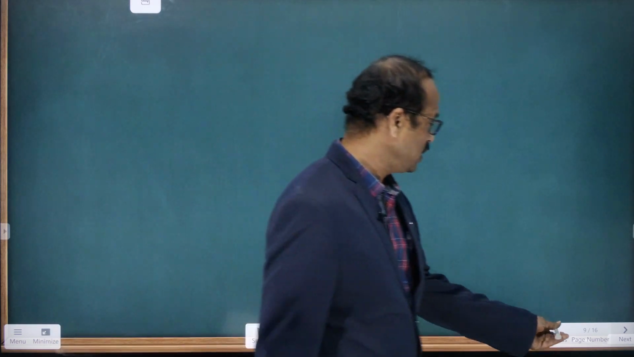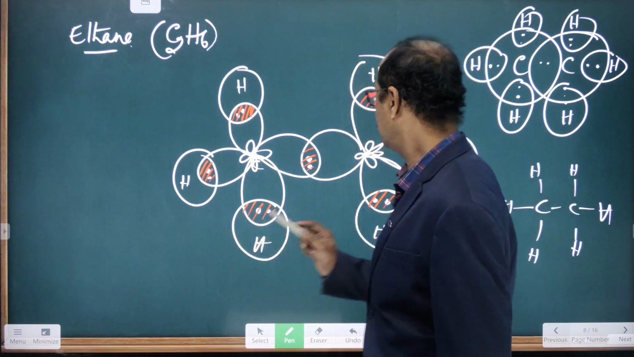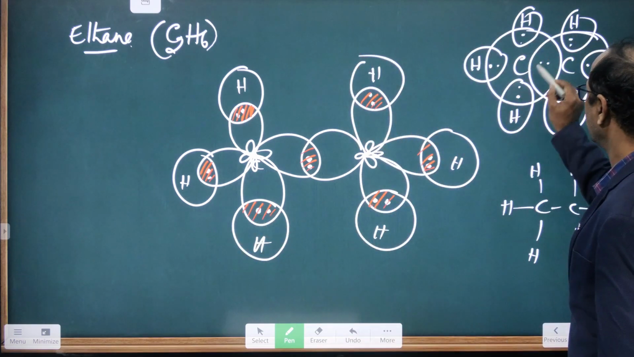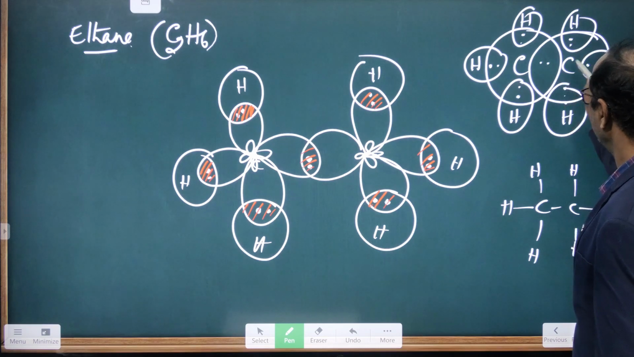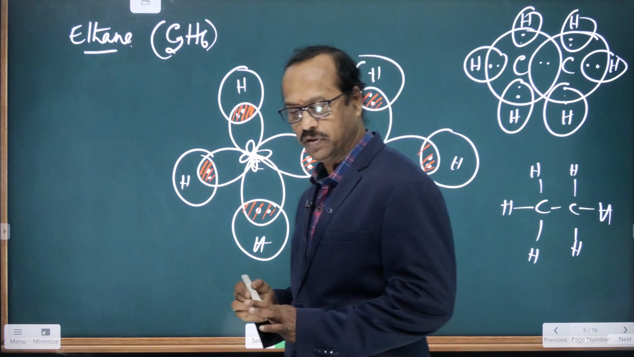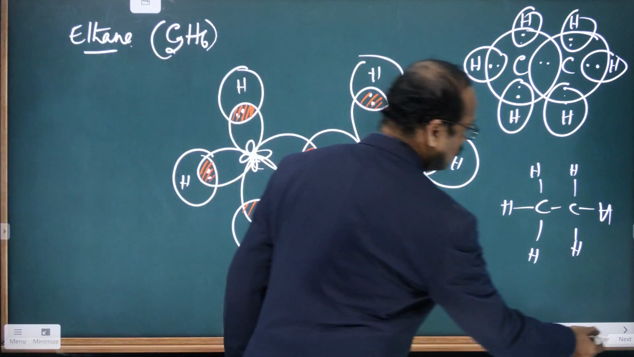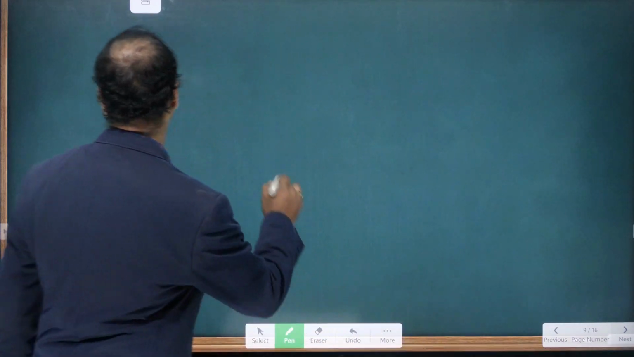Clear? Any doubt? The ethane formula is C2H6. Carbon has 4 electrons, 1, 2, 3, 4, and another carbon also 1, 2, 3, 4, and they combine with the 6 hydrogens. Like this, the bonds are formed between them. Clear to you? Okay, now the next one is ethylene.